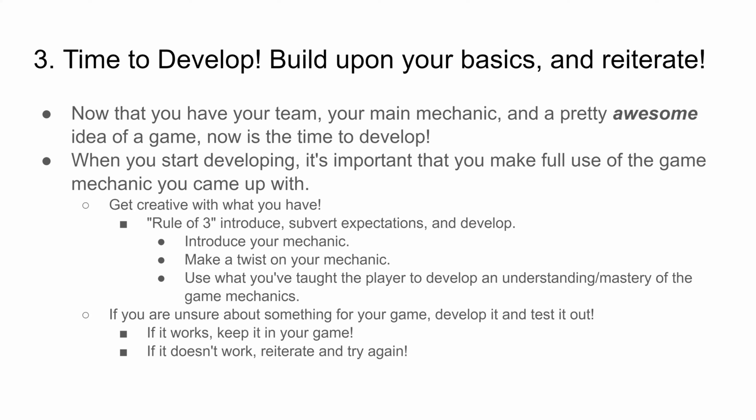Then make a twist on your mechanic, meaning use that mechanic to subvert the expectations of the player so that they can learn what the mechanic is fully, the power of the full mechanic. After that, use what we taught the player to develop a mastery of the game mechanics. That last point is leading up to the main boss, like Bowser's Castle, so use all the game mechanics we learned to get through that last level. If you're unsure about something for your game, develop it and test it out.